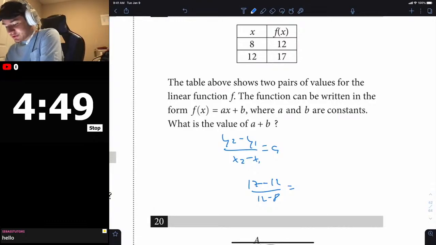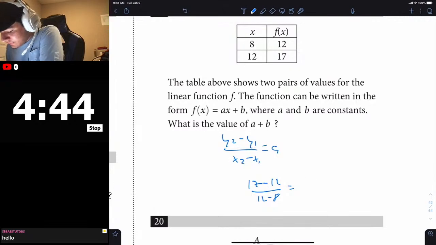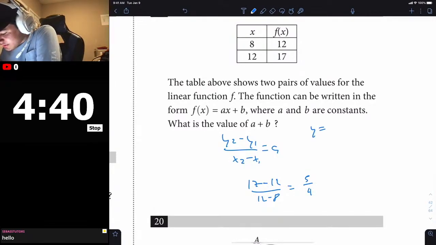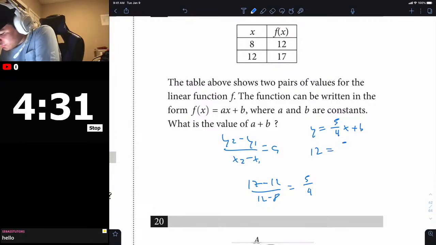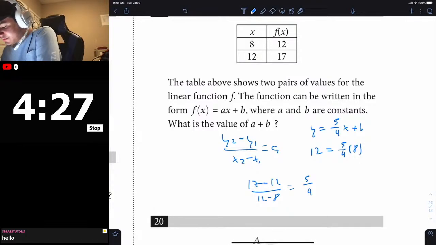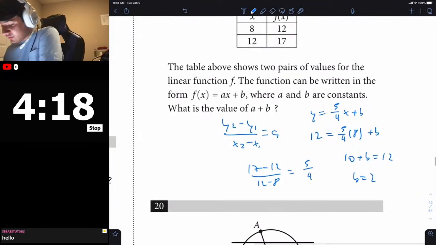So 17 minus 12 over 12 minus 8. Okay, so that should be 5 over 4. Okay, so y is equal to 5 over 4 x plus b. Let's plug in a point. 12 is equal to 5/4 times 8. I flipped those around. That was my bad. Plus b. That's going to be 10 plus b is equal to 12. So b is 2. But they want the value of a plus b.